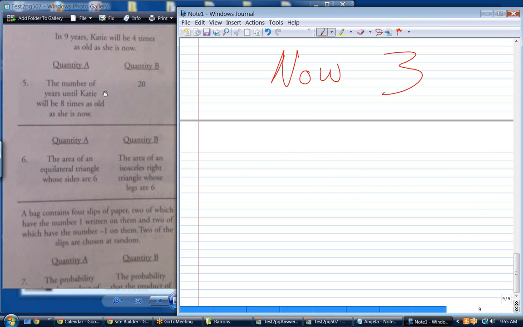So now the number of years until Katie will be 8 times as old as she is now. Well, let's just check what 20 would be. In other words, we don't have to set up a separate equation to figure out what the number of years will be. We could just test either side of 20. So let's first check 20. Well, in 20 years she'll be 23. Is that 8 times more than she is now? No. Slightly less. So quantity A has to be larger.